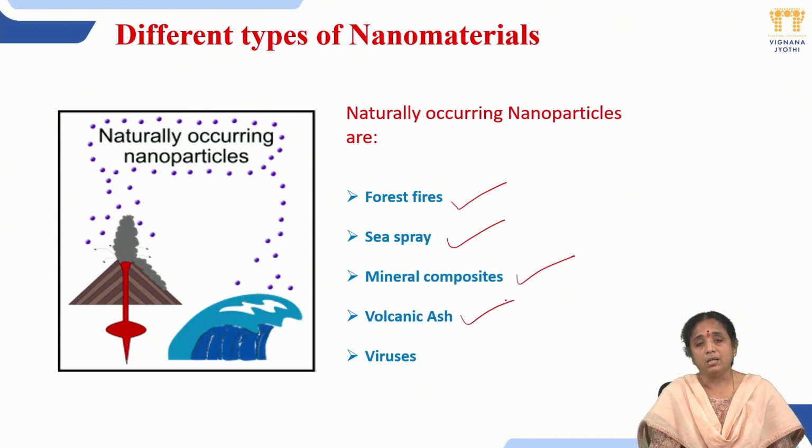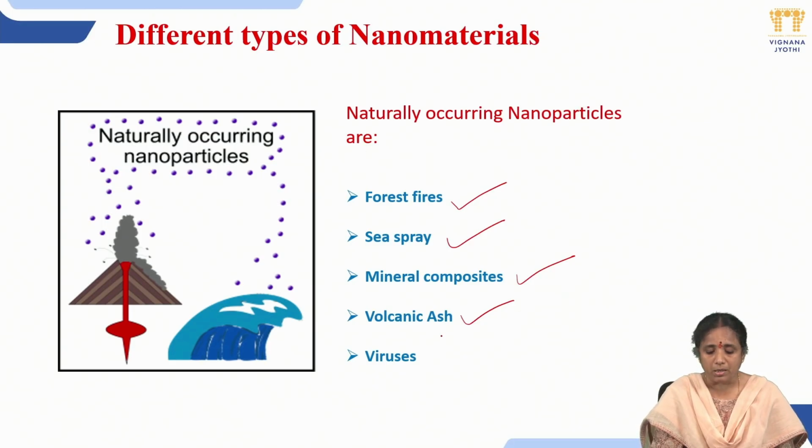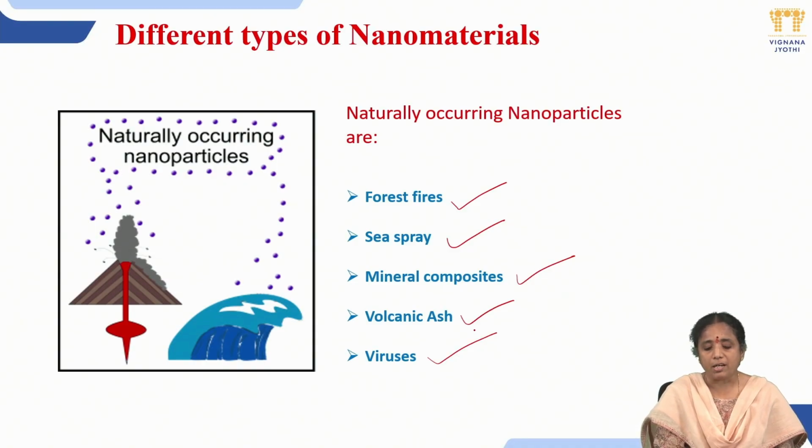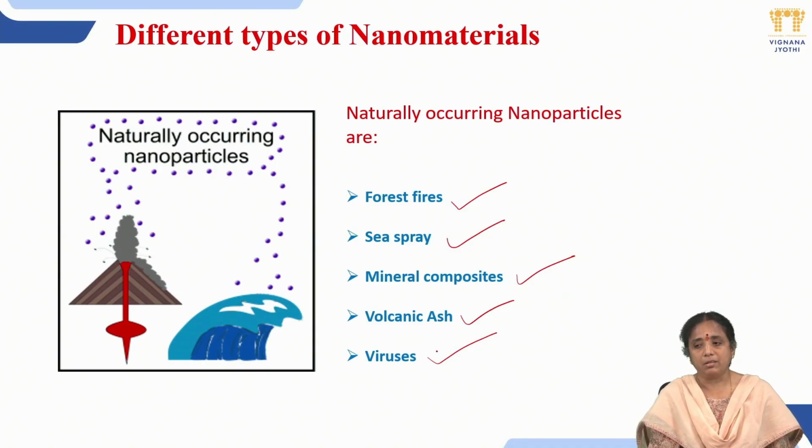Whenever there are volcanoes, we have so much ash. These ashes are in the range of nanoparticles, the nano size, nano range. And any kind of virus you consider is in the nano range only. For example, 2020 is an era we remember every time. It is the coronavirus. It is in the range of nanoscale, so it is very tough to overcome. That is the best example we can give for viruses. So these are all the naturally occurring nanoparticles. Whenever there are some kind of chemical reactions in the environment, these kinds of nanoparticles occur in the environment.